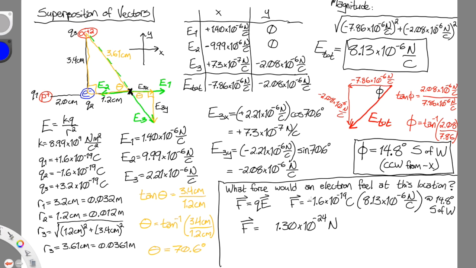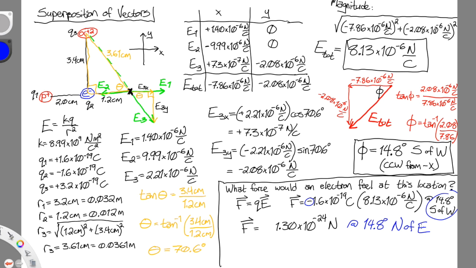And then we're left with a couple things we might not really know how to handle. We've got this negative sign and this direction. So the negative of a vector means that vector points the opposite direction. So because our charge is negative, we expect the force and the electric field to point in exactly opposite directions. So what that means is our direction here is still going to be 14.8 degrees, but that negative flips that south and west to north of east.